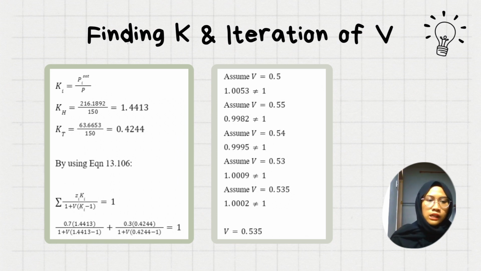Below that is how we can find the value of V using equation 13.106. We substitute the values, arrange it, and we can get the value of V. But we need to iterate it a few times, and as we can see here, we iterate it 5 times until we get a consistent value of V. The final value of V that we get is 0.535.